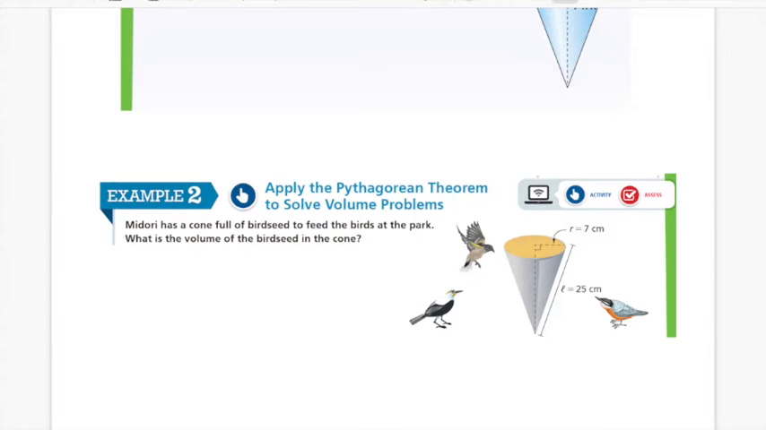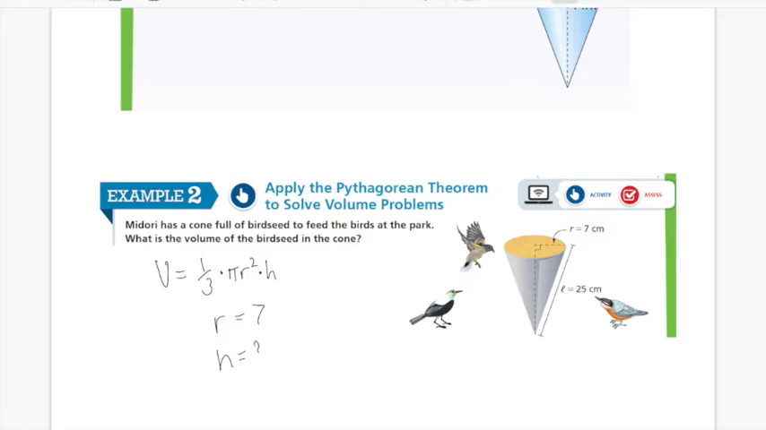So Midori has a cone full of birdseed to feed the birds at the park. What is the volume of the birdseed cone? So we know volume of a cone is 1/3 times the base, which is pi r squared, times the height. So we know that our radius is 7.